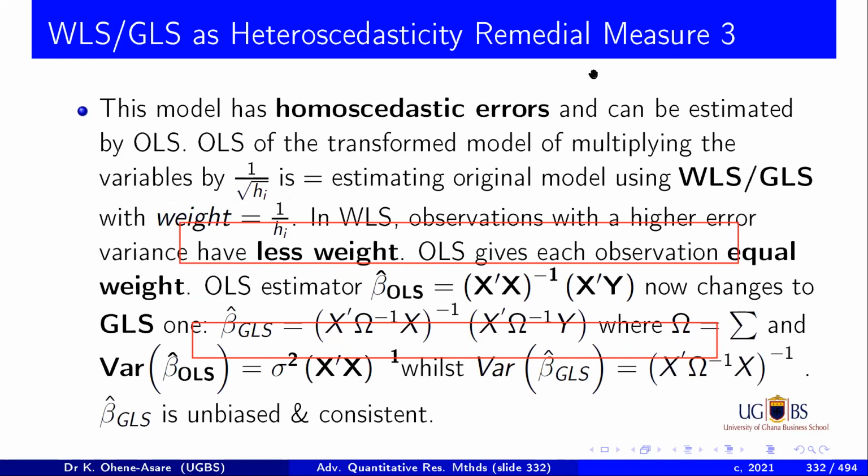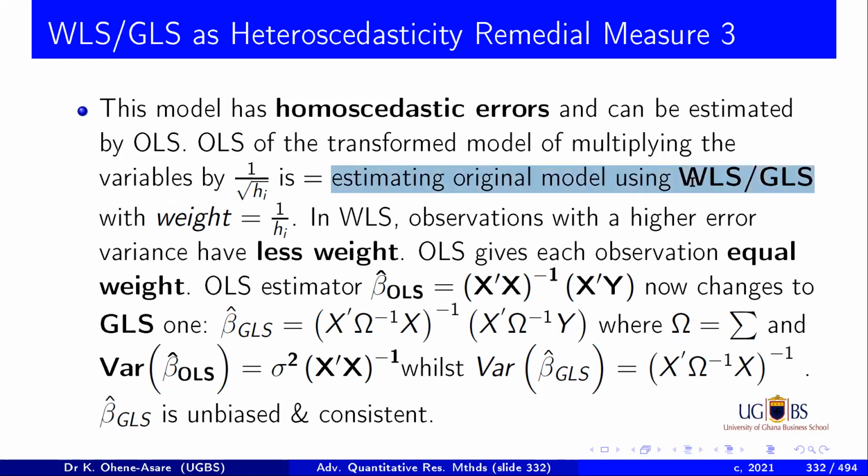Okay, let me just clear this. So that transformed model can now be estimated by OLS, and then you can deal with the situation. This model has a homoscedastic error, no longer heteroscedastic error, and can be estimated by OLS. Okay? So you're now estimating the OLS on the transformed model by multiplying the variables by 1 over the square root of h_i. And this is equal to estimating the original model. And I want to repeat that. This is equal to estimating the original model by GLS.